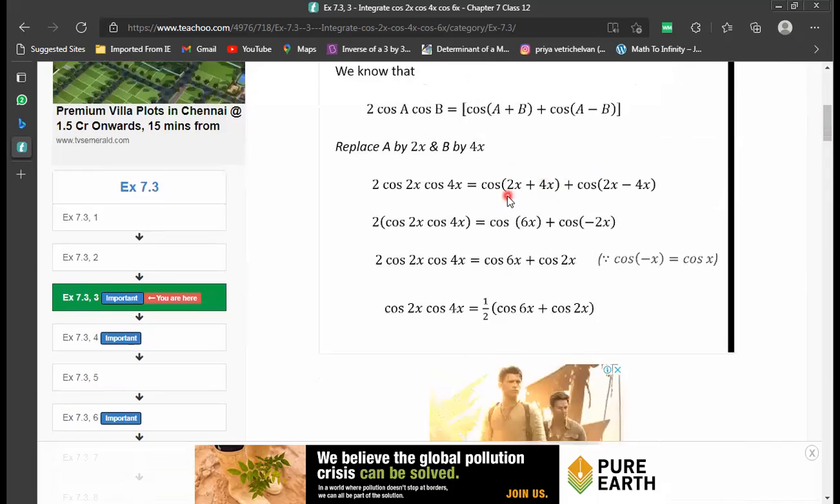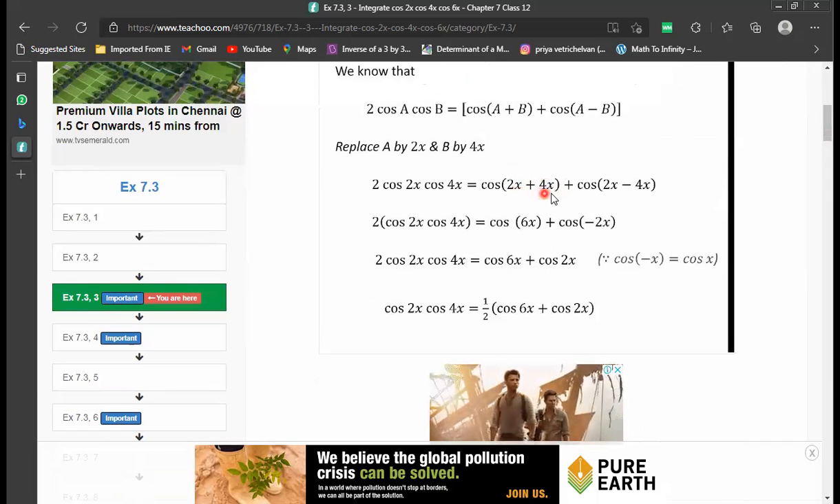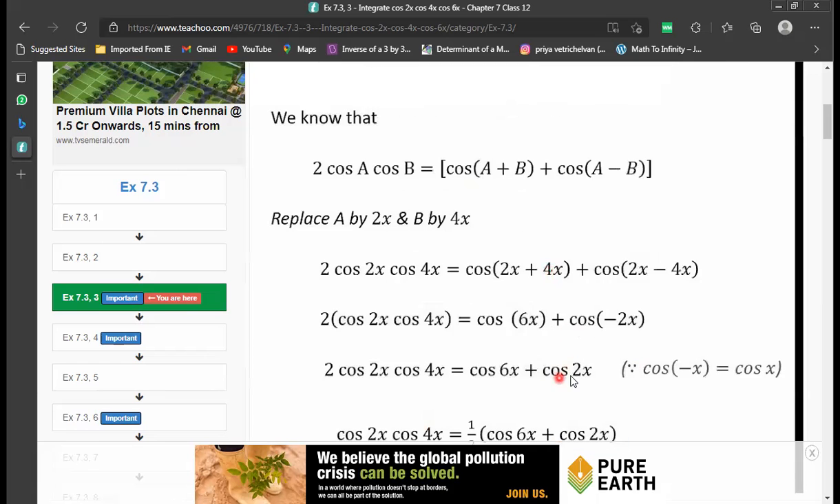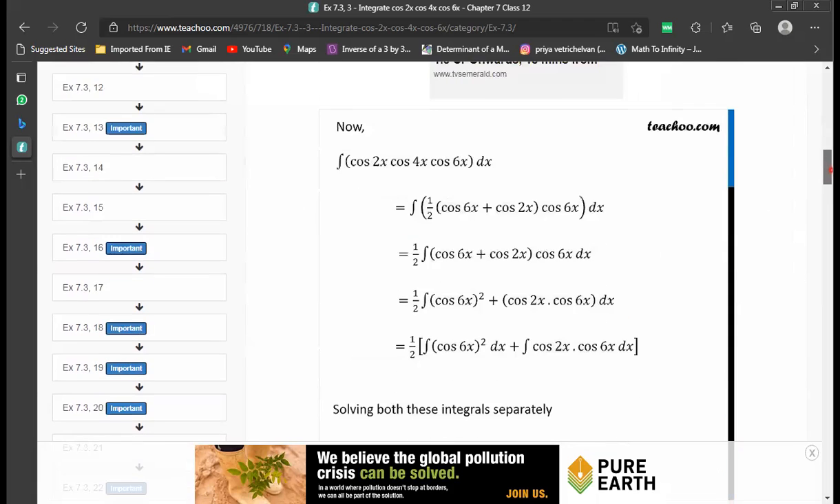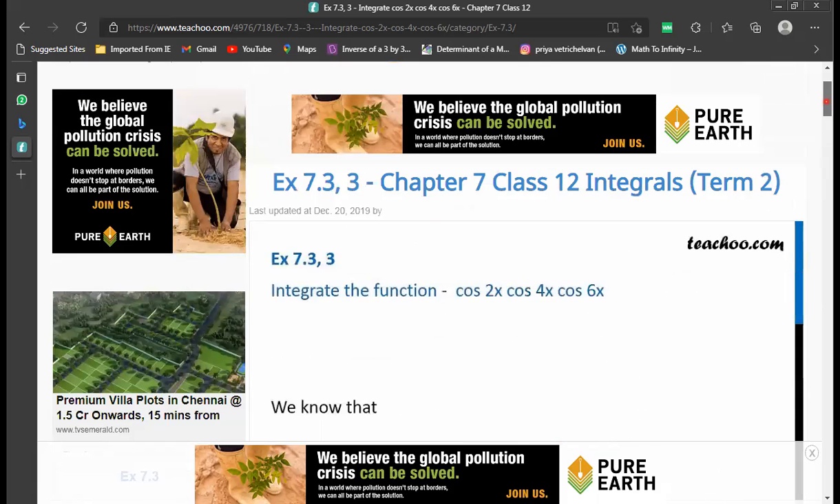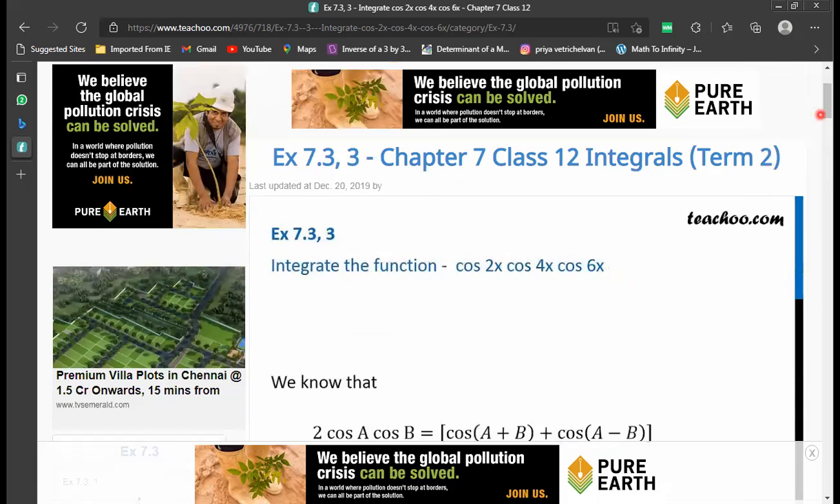So cos 2x plus 4x can be written as cos 6x. 2x minus 4x can be written as minus 2x. And what is cos of minus theta? It's cos theta. It will turn into positive. So cos of minus 2x can be written as plus cos 2x. So cos 2x, cos 4x is nothing but 1 by 2 into cos 6x plus cos 2x. And you have cos 6x here.